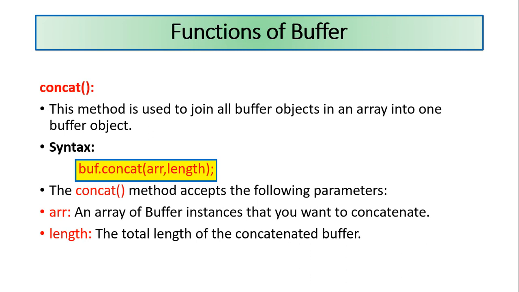So the concat method accepts the following parameters. The first one is an array, the array of buffer instances that we want to concat. Now the second parameter is the length, which simply means the total length of the concatenated buffer.